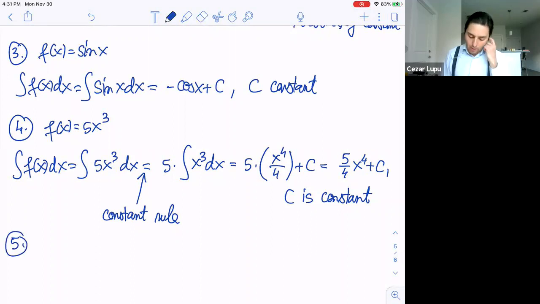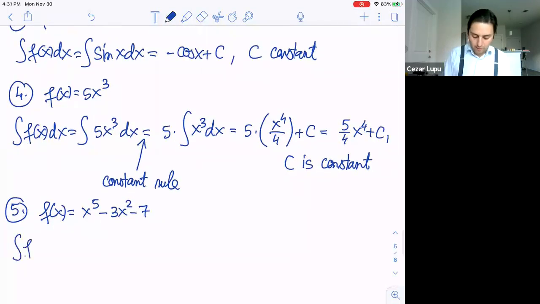Now let's say we have a polynomial function that looks like this: f of x equals x to the fifth minus 3x squared minus 7. Then the integral of f of x dx is nothing else than the integral of x to the fifth minus 3x squared minus 7 dx.